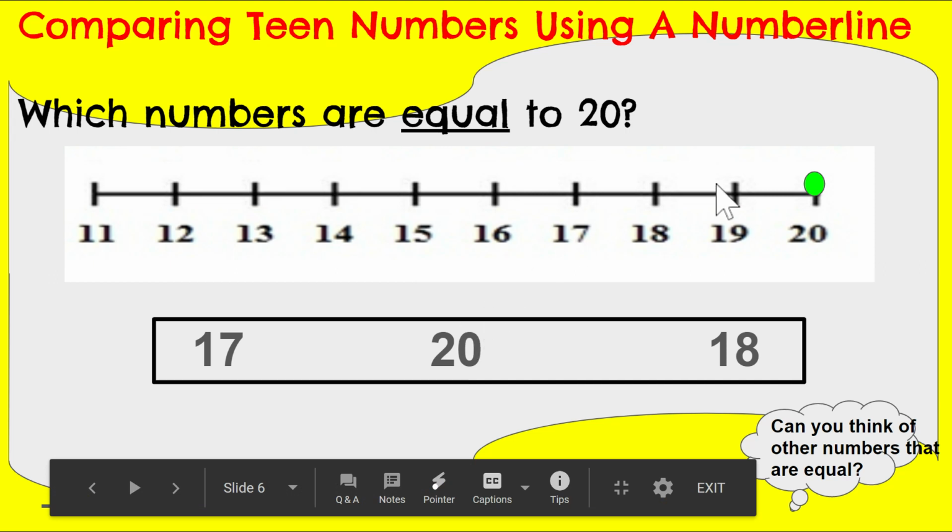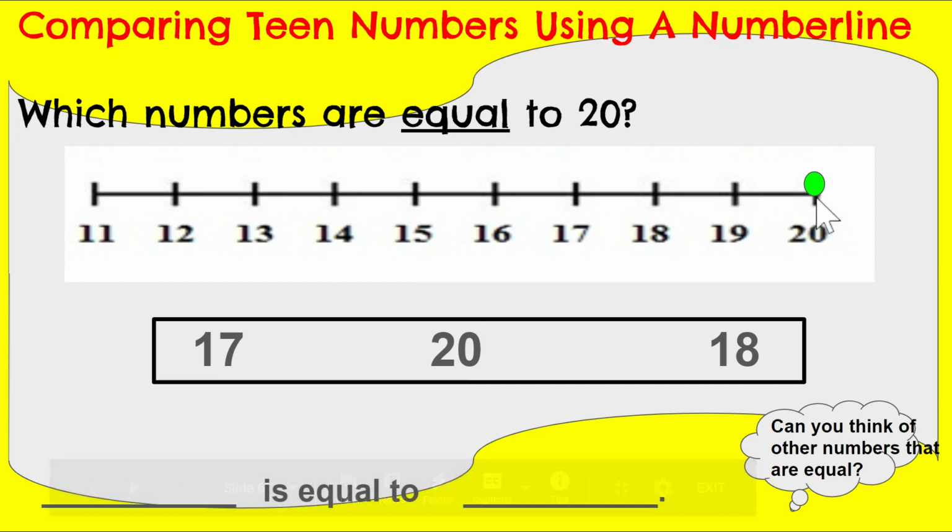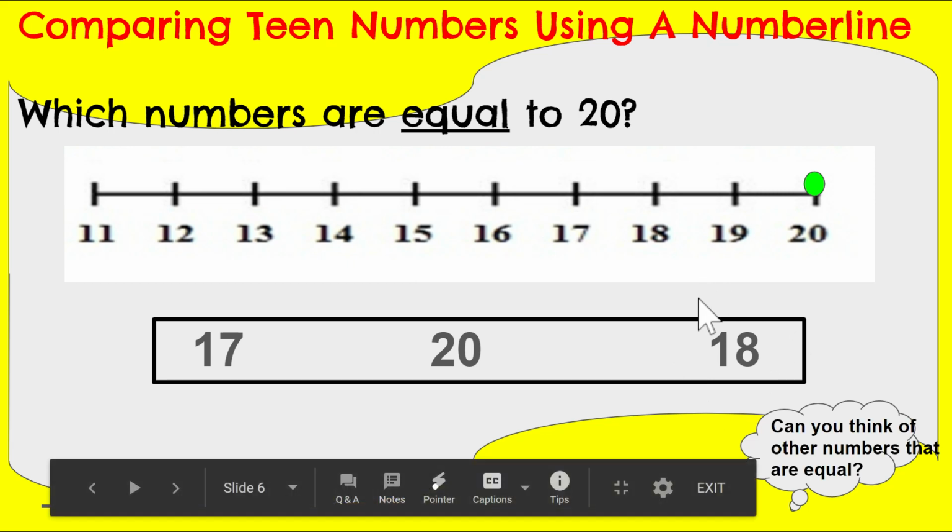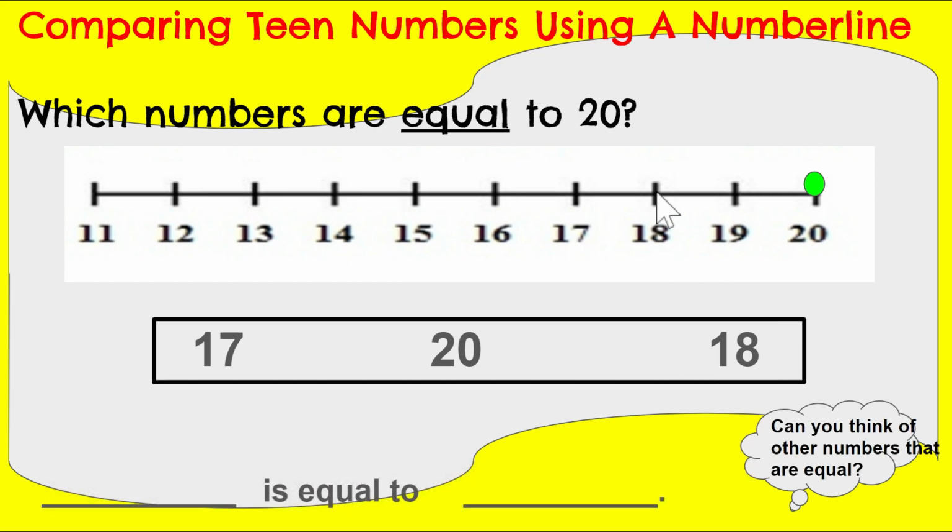How about my number 20? Let's find it on my number line. Oh, that's where my green dot is. Is that the same? Is that equal to? I think so. Let's check the other one. 18. Is that here? Is that the same as 20? No, that one's also less than. So which number? We could say 20. 20 is equal to 20. Say that by yourself.